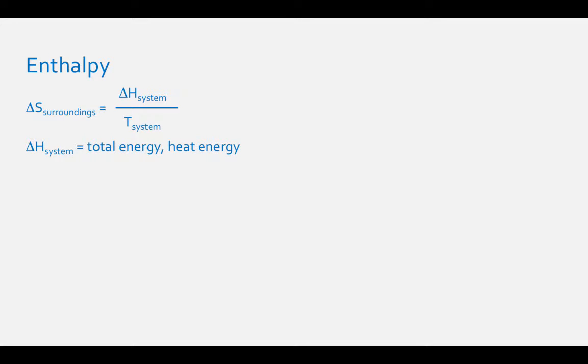Enthalpy is defined as the total energy change of a system, but I like to call it heat energy. In our ethene example, the heat that was released as a result of the combustion is the enthalpy. The change in enthalpy equals the heat that is lost or gained by the system at constant pressure.